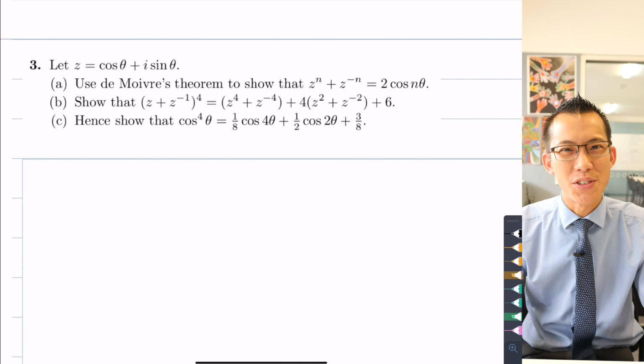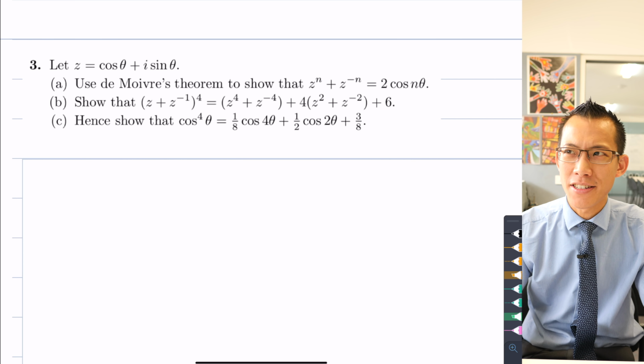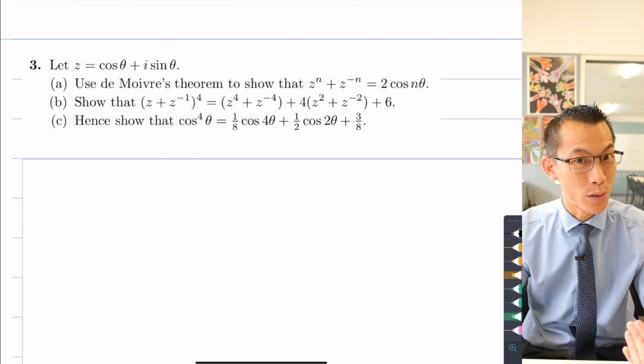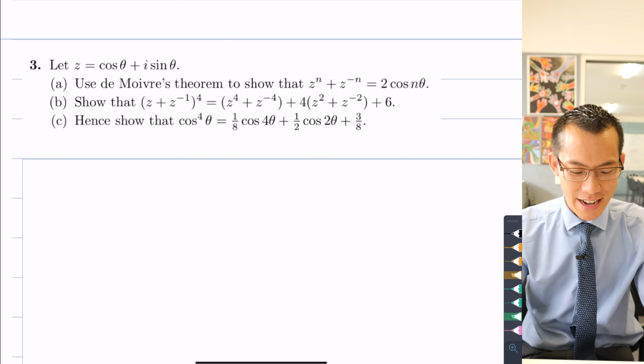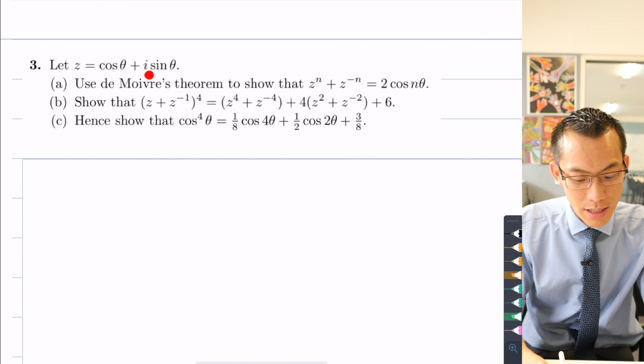This is one of the many questions that will help us see how complex numbers help us get results and conclusions that actually just affect the world of real numbers. So let's dive in and have a look. It starts by saying, let z equal cos theta plus i sine theta.